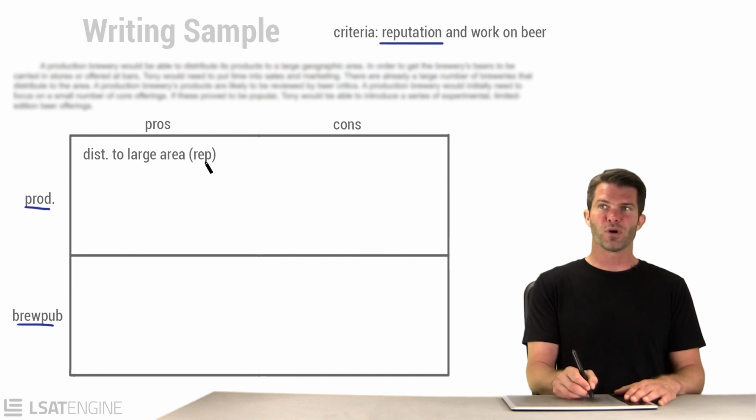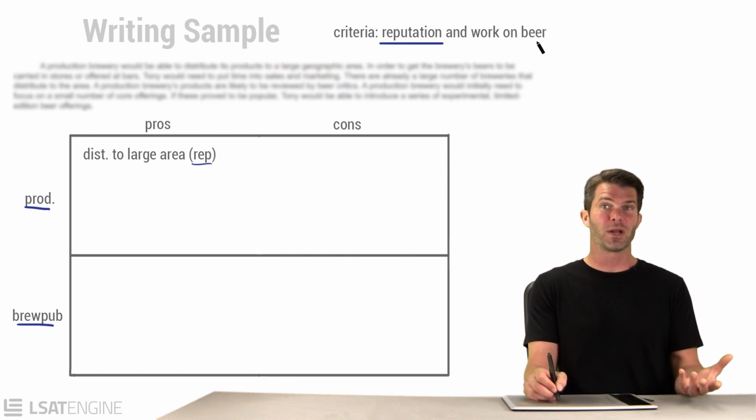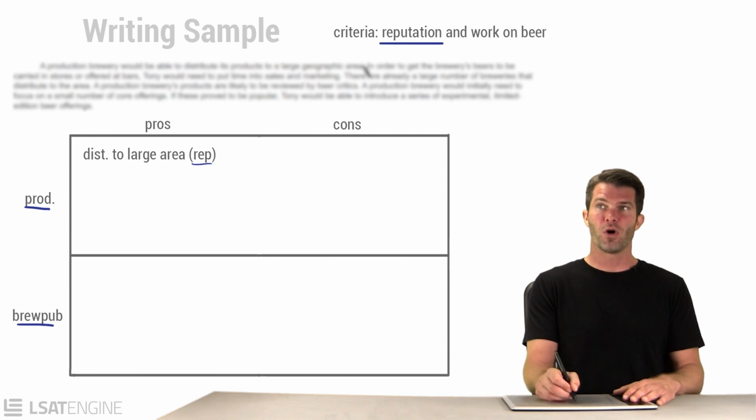So this is more like a pro, and also notice I put rep by it because it has more to do with his reputation. It has nothing to do with the time he can spend working on beer. So it's a pro based on this first criteria.